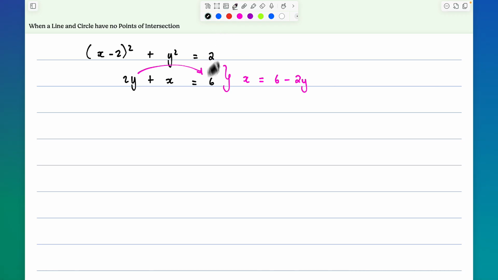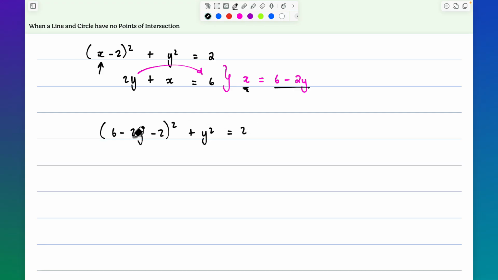Now we can take this and substitute this x term into the x expression in the first equation. So instead of x - 2, your x is replaced by 6 - 2y, and then we have minus 2, all squared, plus y squared. In the last couple of examples we substituted y in our expression. I also want to show you that we can substitute x and get the same answer. It's the exact same approach.